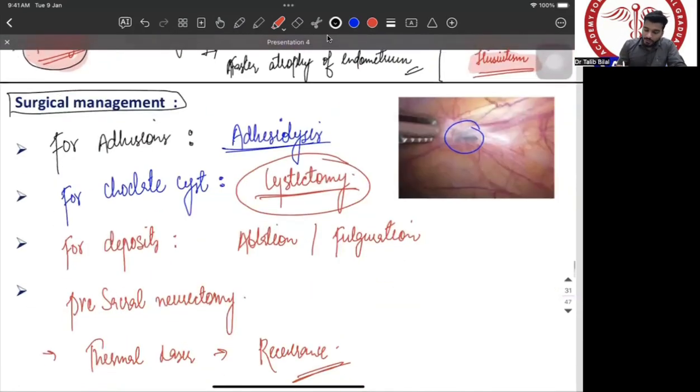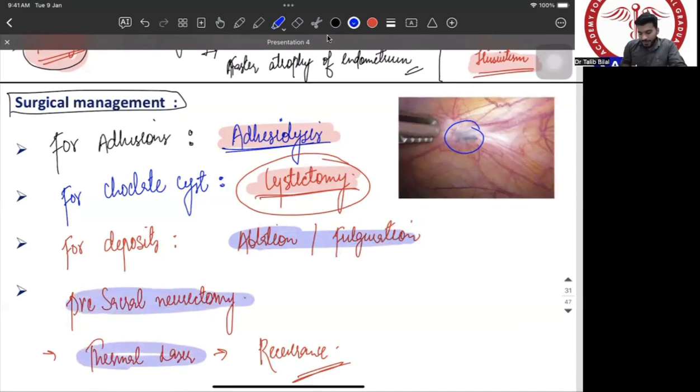So surgical management: for adhesions, I will go for adhesiolysis. For chocolate cyst, I will do cystectomy. For deposits, I'll go for fulguration or ablation of the deposits. We can go for presacral neurectomy. And we can go for thermal lasers as well, but because they have a recurrence, we don't usually go for that.